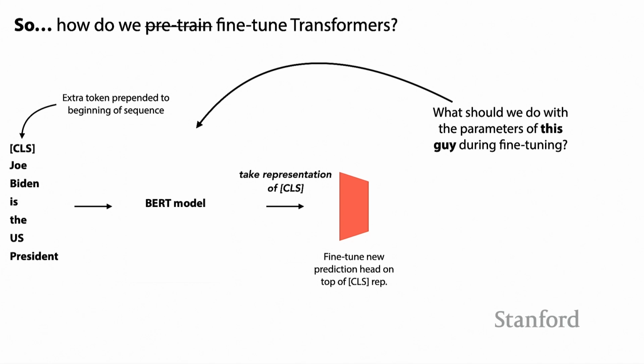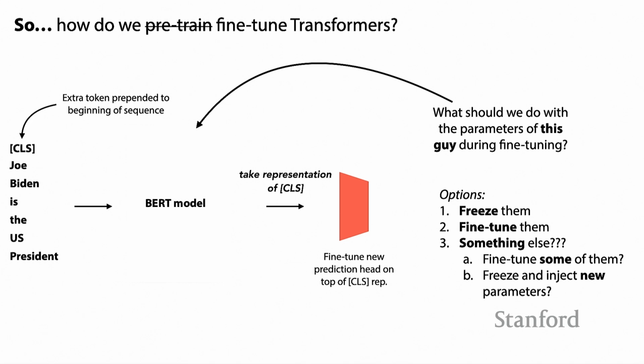We were talking about regular autoencoders, but one of the big questions hopefully on your mind is what do we do with this guy during fine-tuning? So I mean, we could freeze these parameters. We could fine-tune all of them. There are other options. Maybe we fine-tune some of them, or we could freeze them but inject some new parameters that we're going to fine-tune. And it turns out, in practice, people usually do sort of option 3 here. So in some sense, they kind of freeze and fine-tune them in lots and lots of different ways.